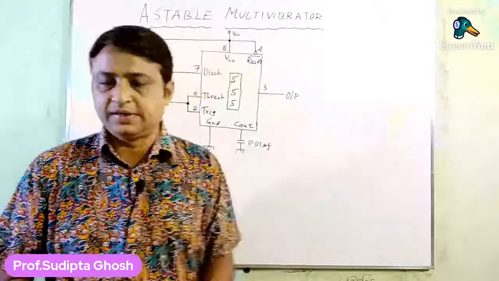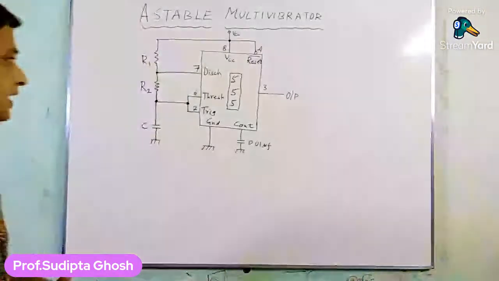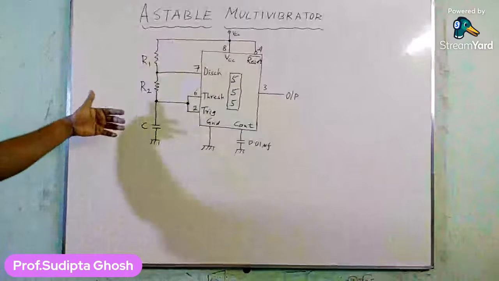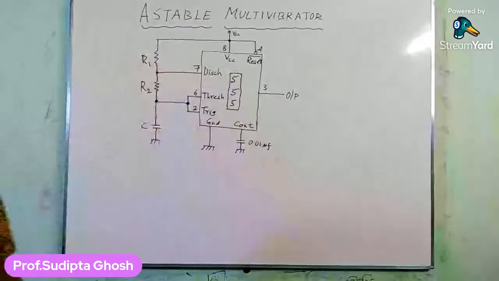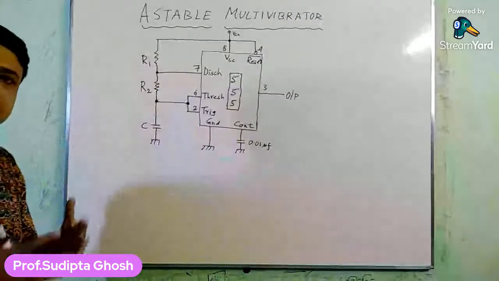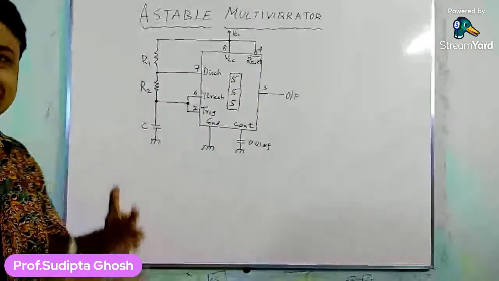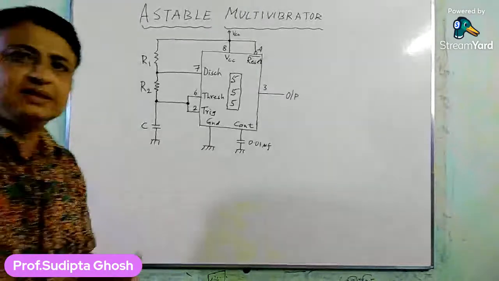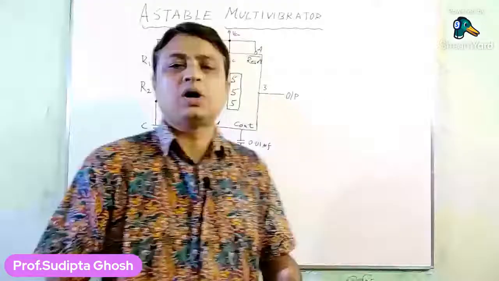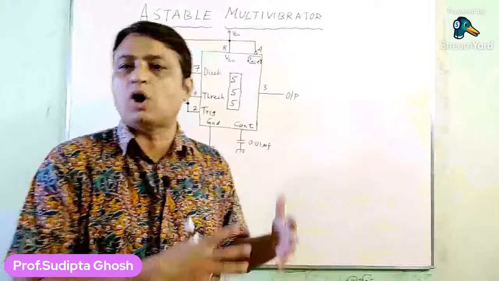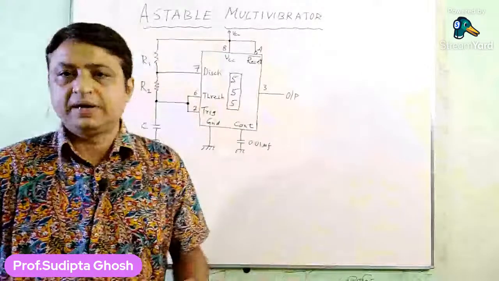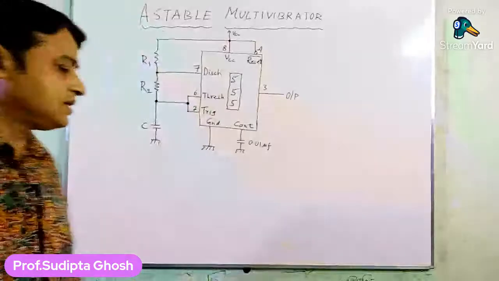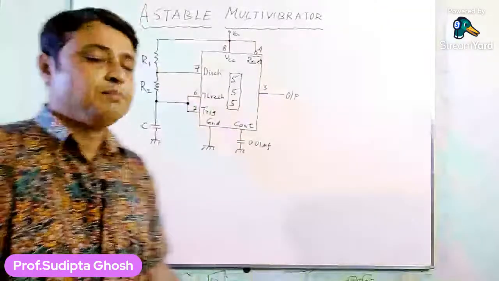The other difference is that pin number 6 and pin number 2 are shorted, or connected with each other externally. That's also a difference between a monostable circuit and an astable circuit. So these are the differences, but now let's focus on how the circuit operates, the circuit operation.